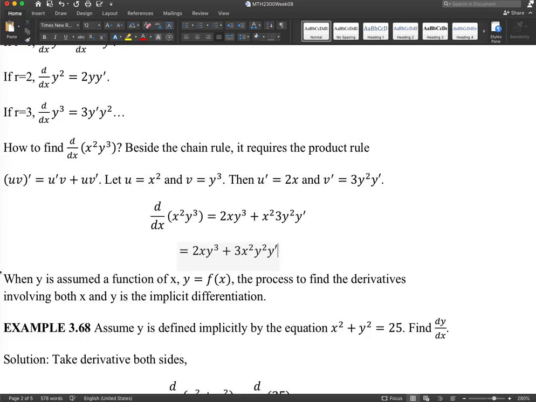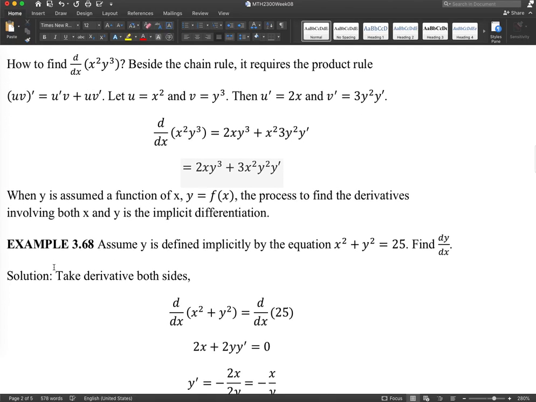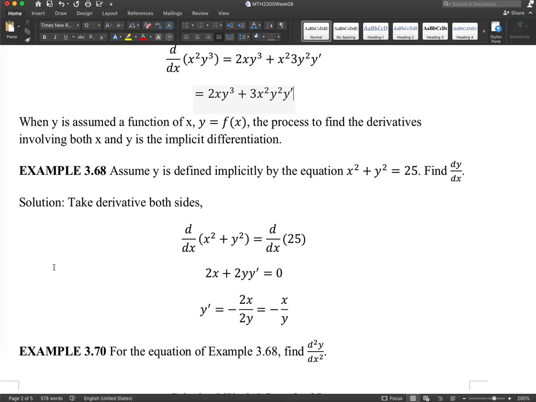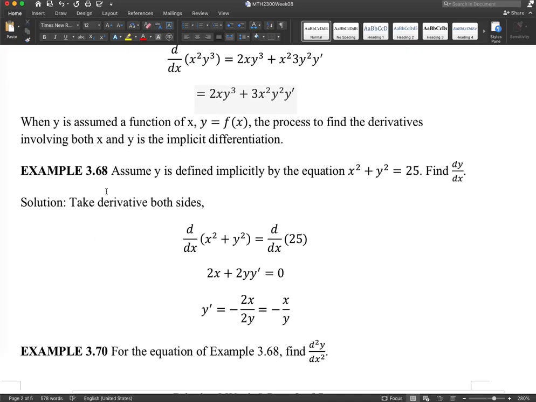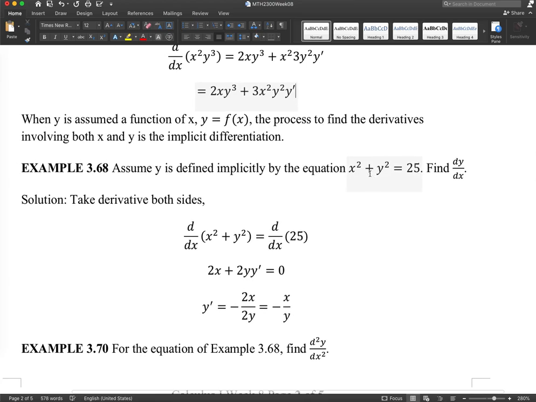How about we work on some more examples. They are all from the textbook. Example 3.68, and indeed, this is the equation, and I suppose you know this equation is not complicated, right? It's the equation of a circle, okay? And we want to find out dy/dx.